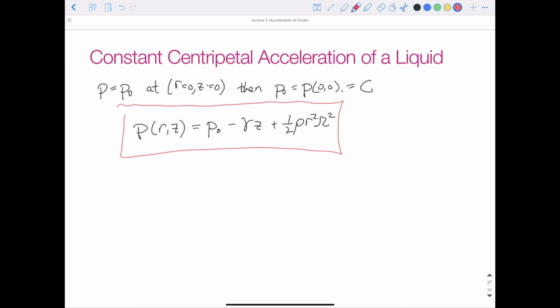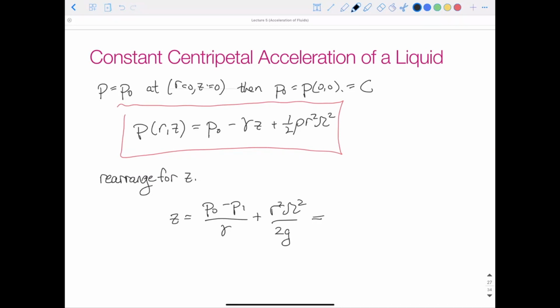And if we rearrange this for z, we can get an equation where z is equal to p0 minus p1, some other pressure, plus r squared omega squared over 2g.